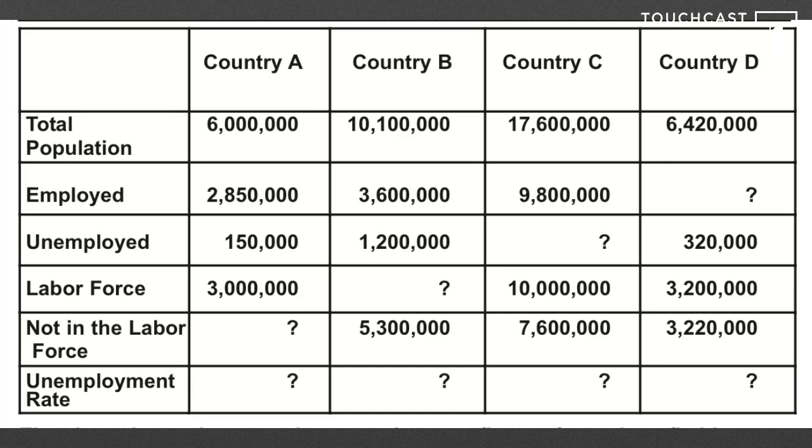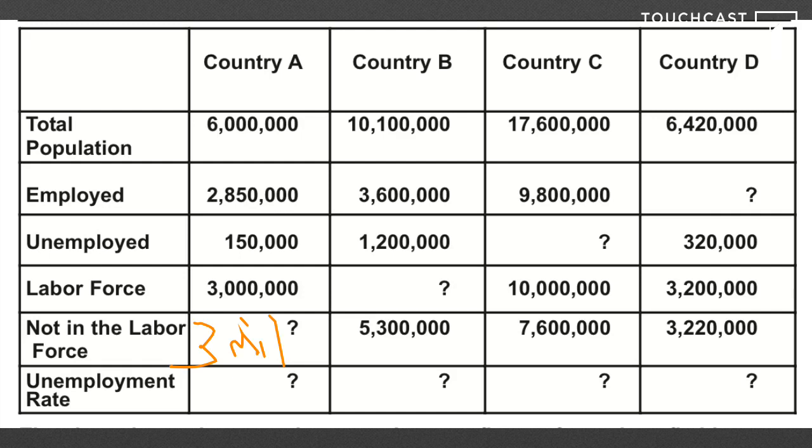So how do we figure out how many are not in the labor force? Well, that's easy. We just take the number that are in the labor force, subtract it from the total population, which gives us the number not in the labor force, which we should know is 3 million. So it's just what's left. Okay, so that's the number not in the labor force.